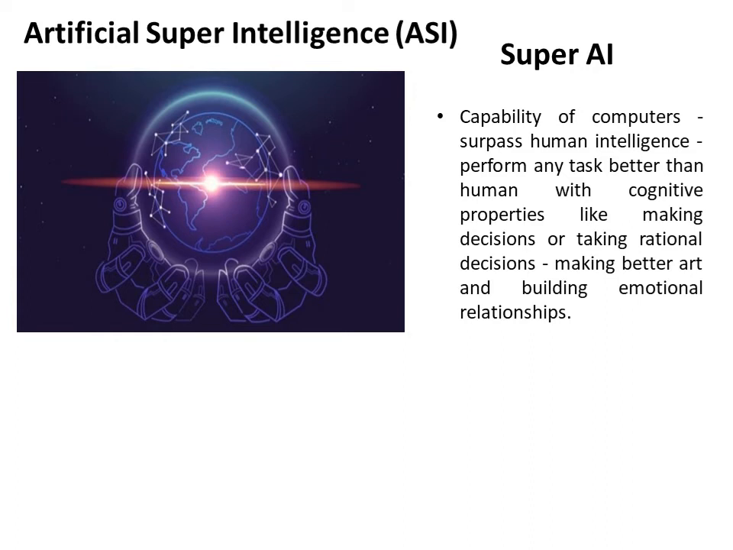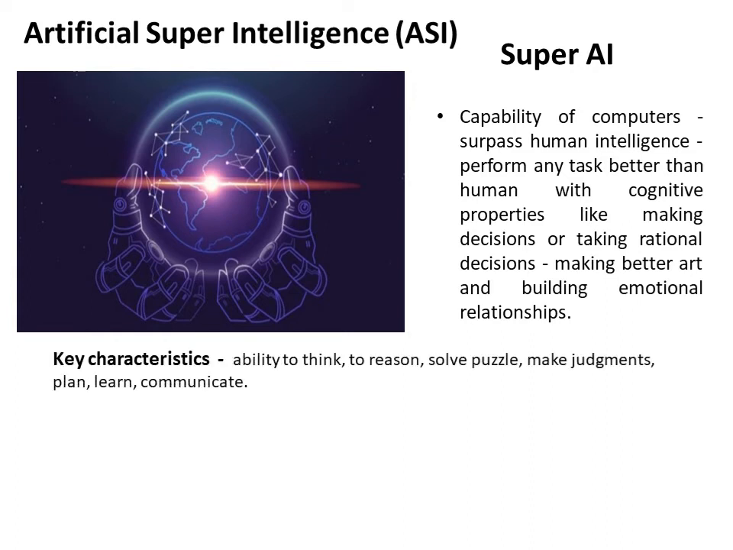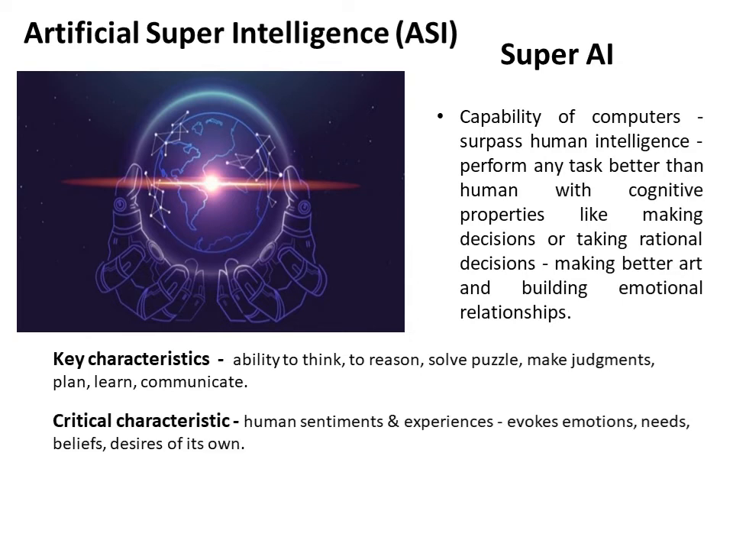The key characteristics of super AI include the ability to think, to reason, to solve puzzles, make judgments, plan, learn, and communicate on its own. The critical characteristic of super AI is its evolution towards human sentiments and experiences. That is, it evokes emotions, needs, beliefs, and desires of its own. Even the brightest human minds cannot come close to the abilities of super AI.